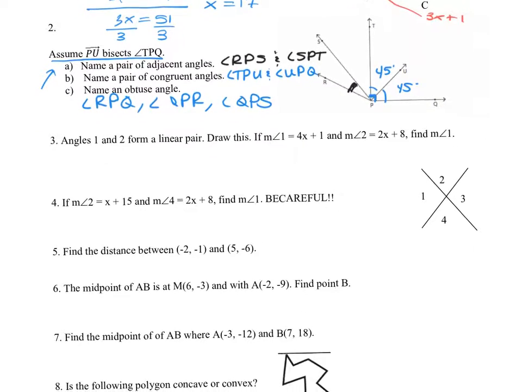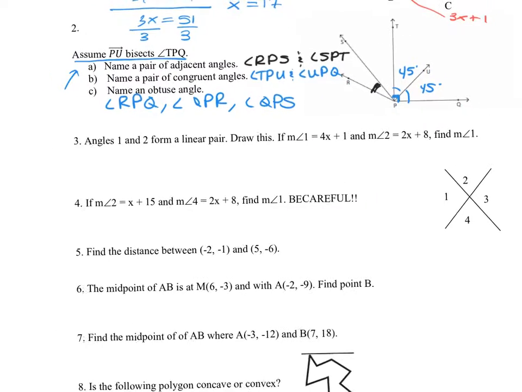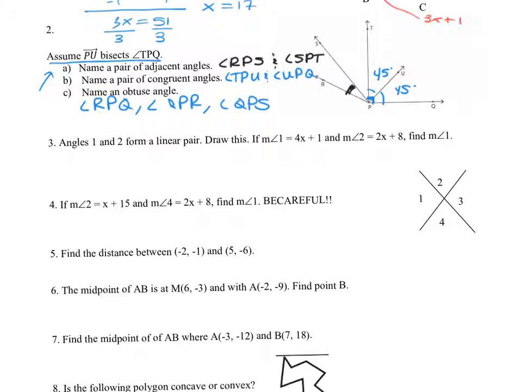All right, it says angle 1 and angle 2 form a linear pair. Draw this. If the measure of angle 1 is 4x plus 1 and the measure of angle 2 is 2x plus 1, find the measure of angle 1. So I don't know if it's going to be perfectly 90 on both sides, so I'm just going to sketch a possibility.